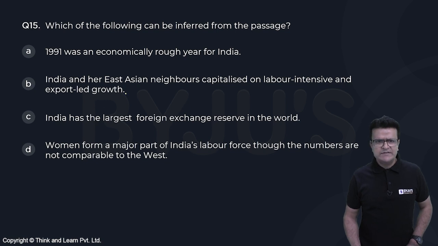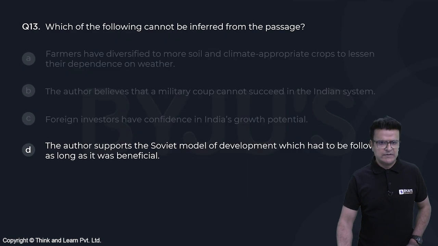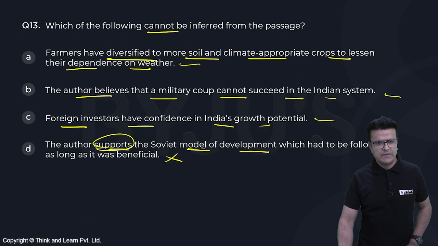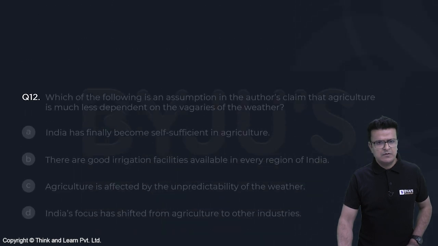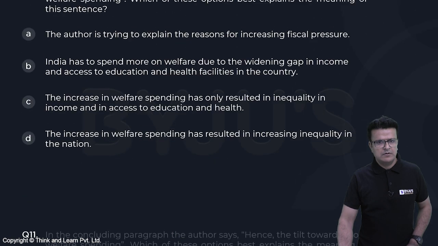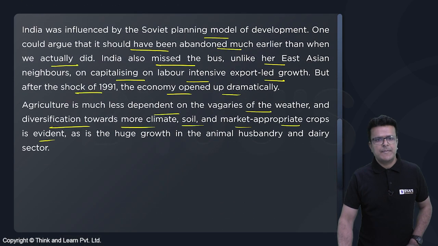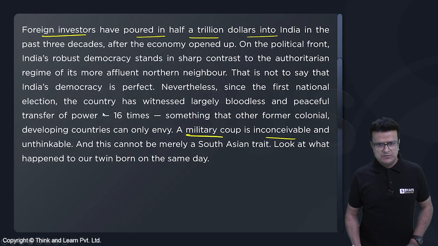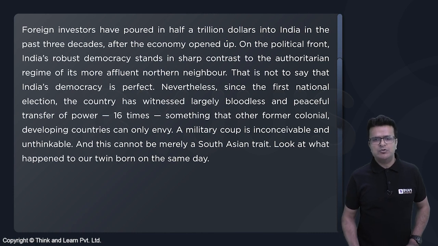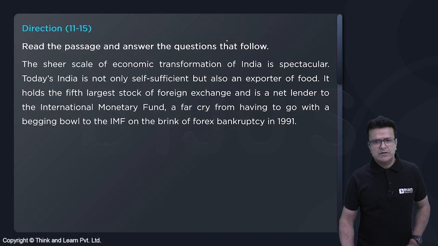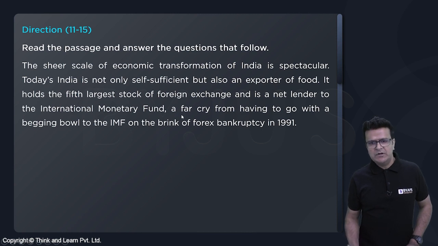Question 15 is quite easy. Which of the following can be inferred from the passage? Option 1 says 1991 was an economically rough year for India. If you look at the correct part of the passage, it talks about the International Monetary Fund, a far cry from having to go with a begging bowl to the IMF on the brink of forex bankruptcy in 1991.